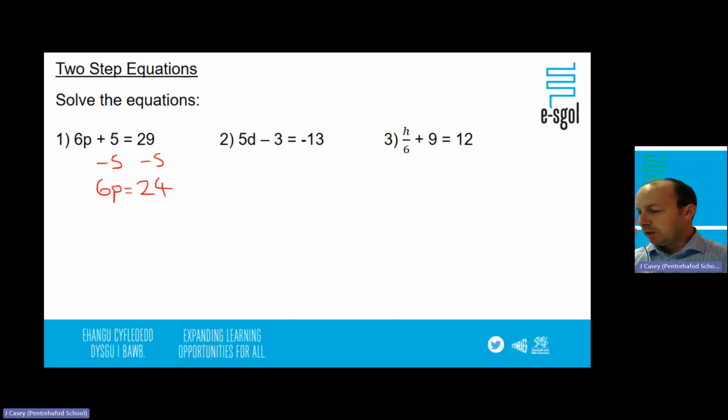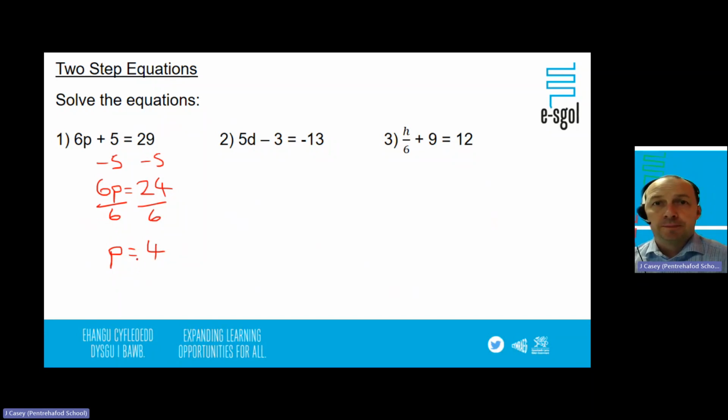Now, I don't want 6p as part of my answer. I just want p. So I'm going to divide this side by 6, divide by 6, and the value of p is 24 divided by 6, which is 4. Now we have to be really conscious now that I've got a nice whole number 4 there. That's great. It works out really nicely.